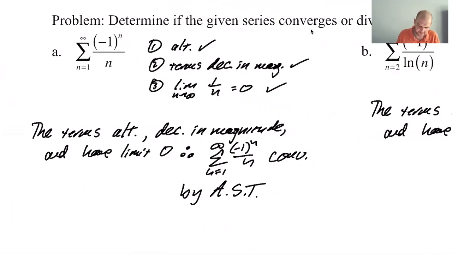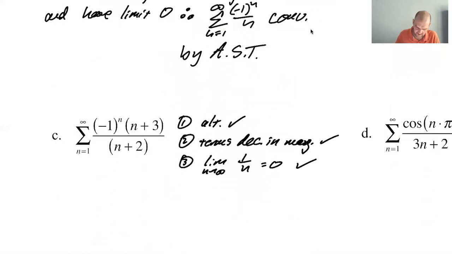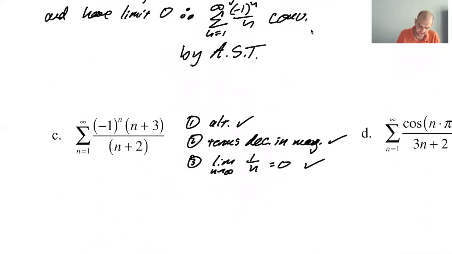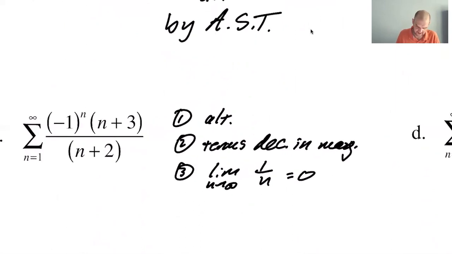Okay, this next one, let me copy my criteria again. So you always want to think about this. Does it alternate? Do the terms decrease in magnitude? Do they have a limit of 0? Alternate, decrease in magnitude, limit of 0. You have to know those things. So here, let's erase our checkboxes and we will go through it. Does it alternate? It definitely does because of the -1 to the n.